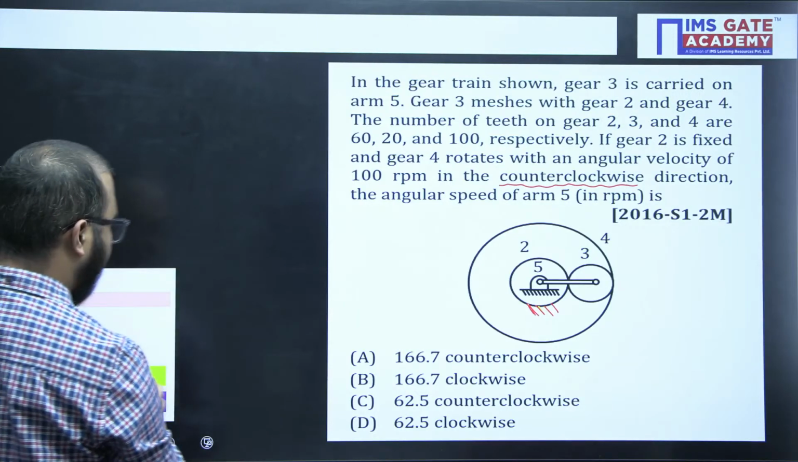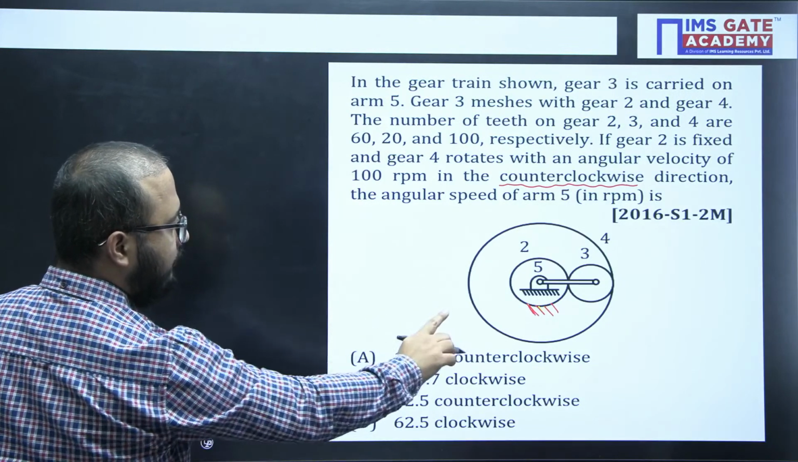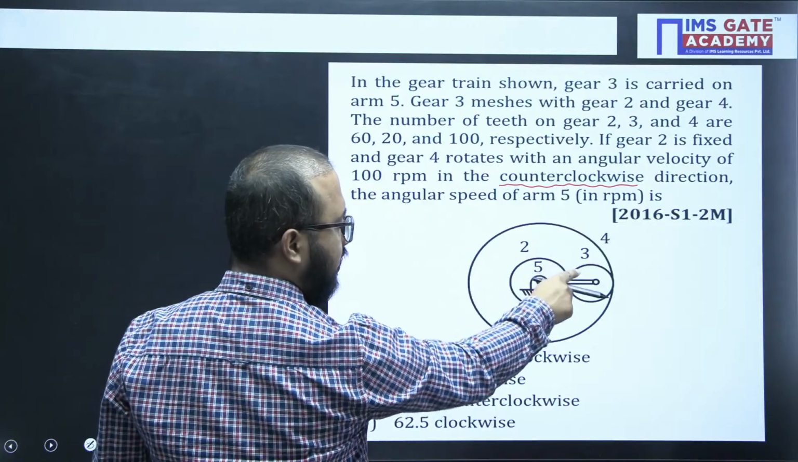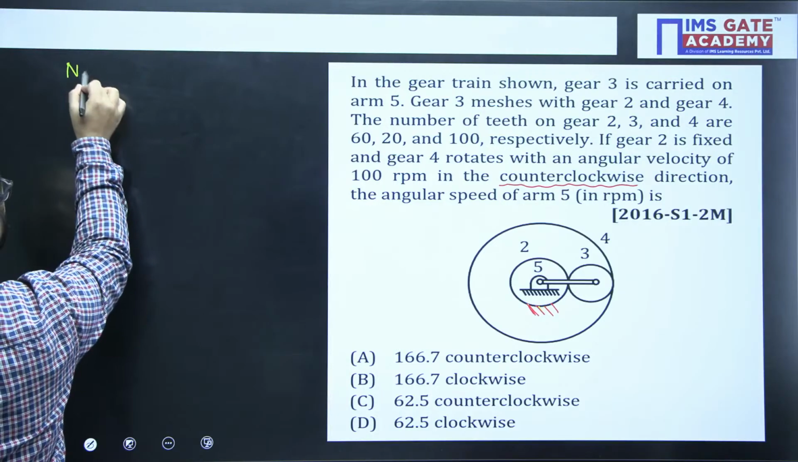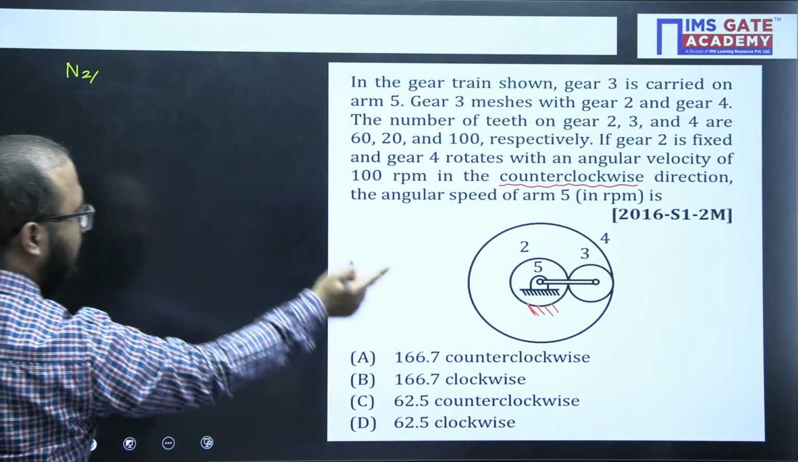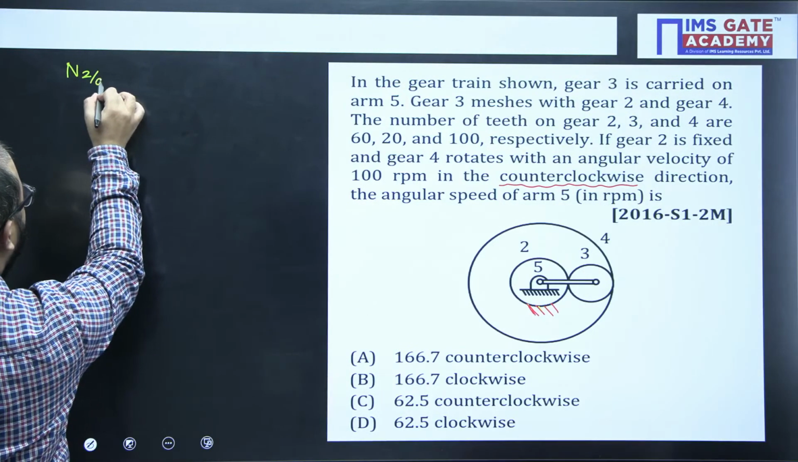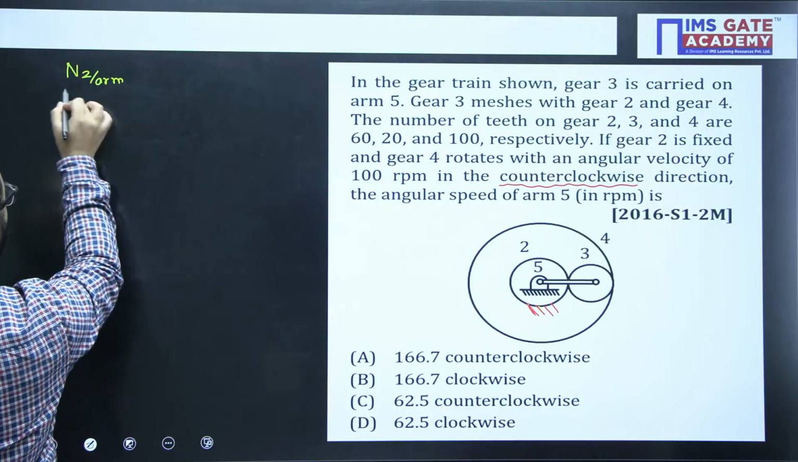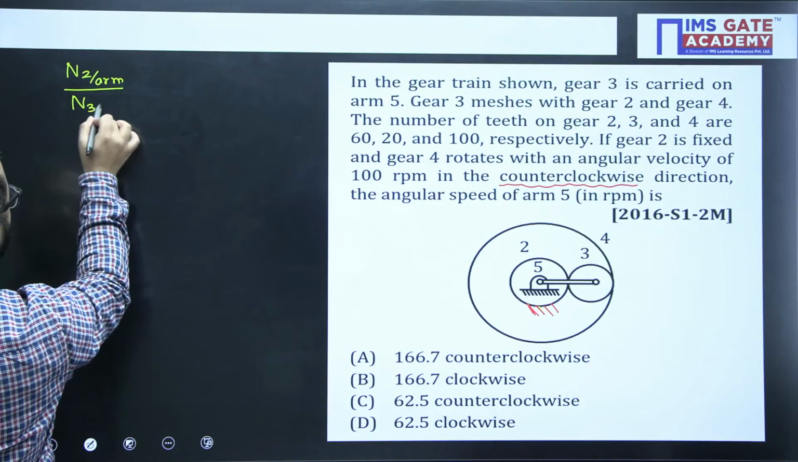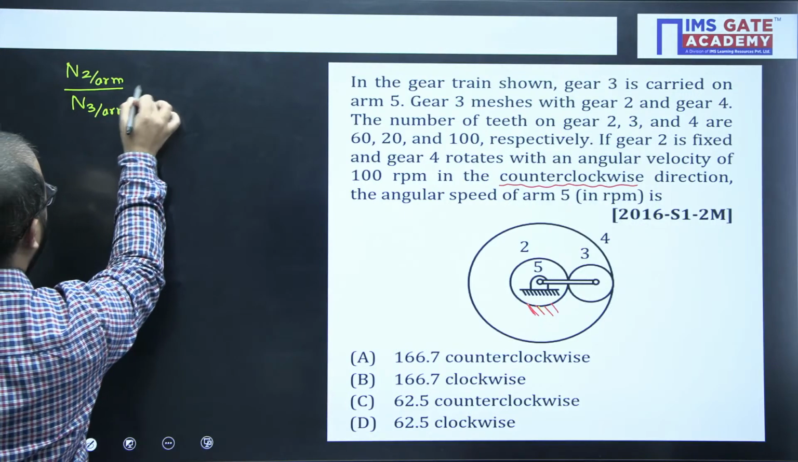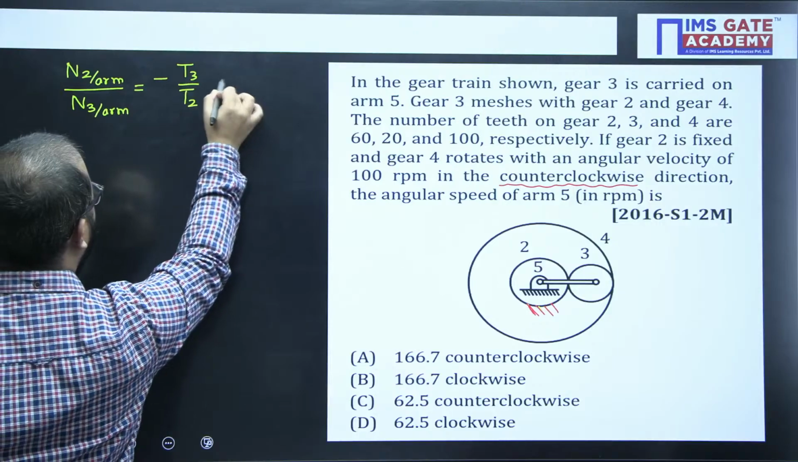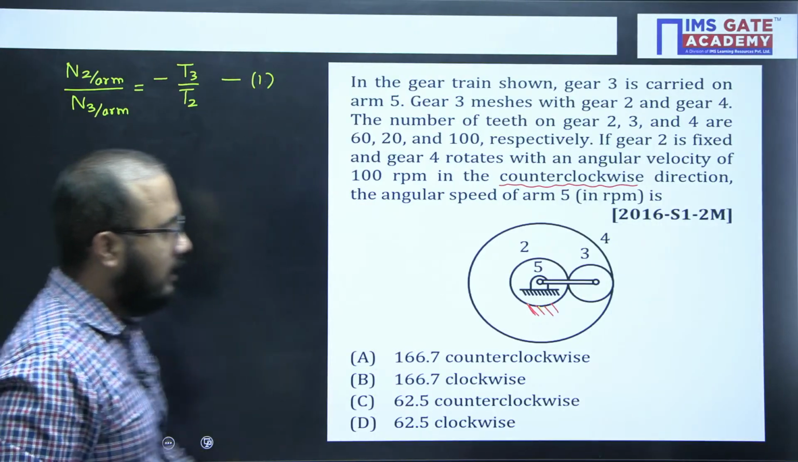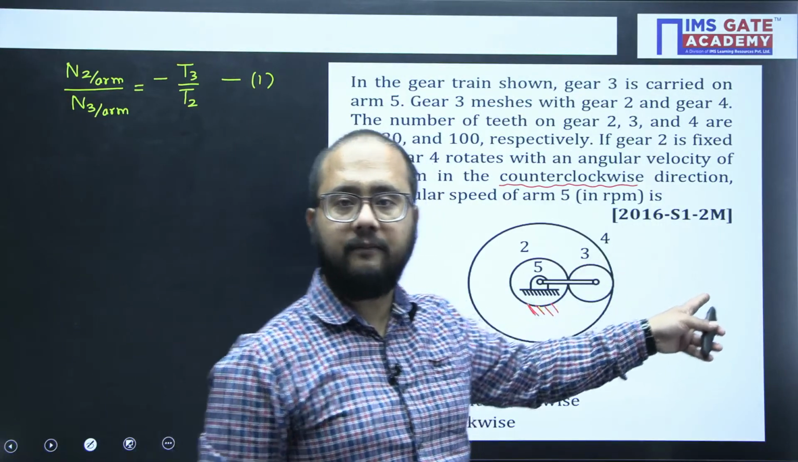So see here how we will solve. First of all, I can write 2 and 3 are in meshing and 3 and 4 in meshing. So first of all, 2 and 3 in meshing. Speed of rotation of 2 with respect to arm, okay, instead of writing 5, I am just writing it as arm, divided by speed of rotation of 3 with respect to arm will be equal to minus T3 by T2. Relation number 1.